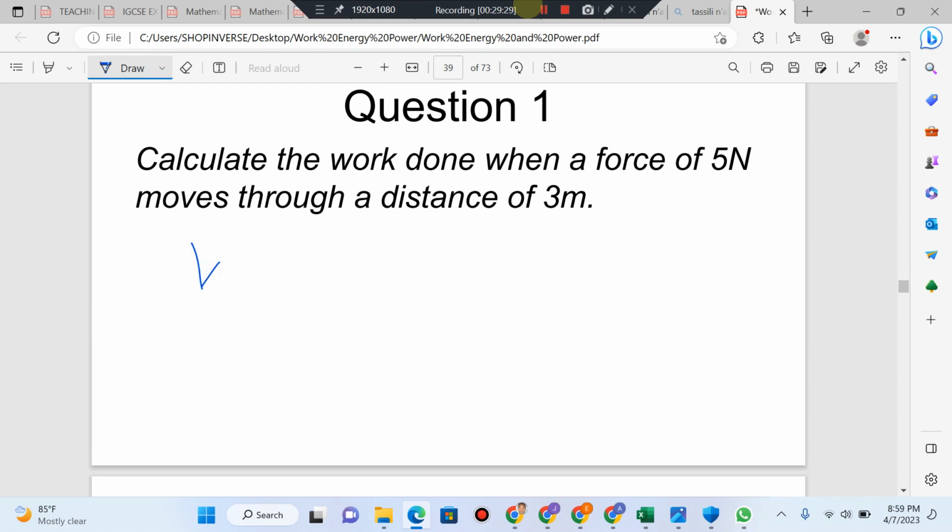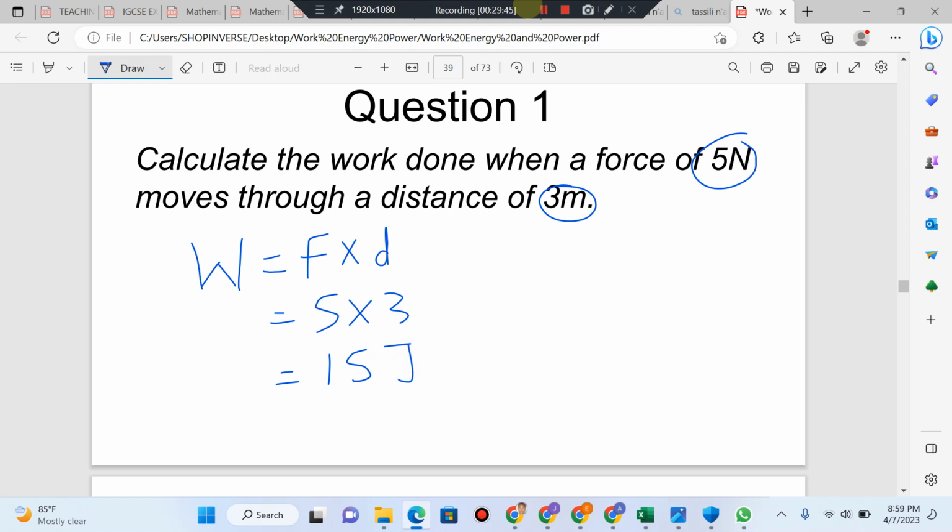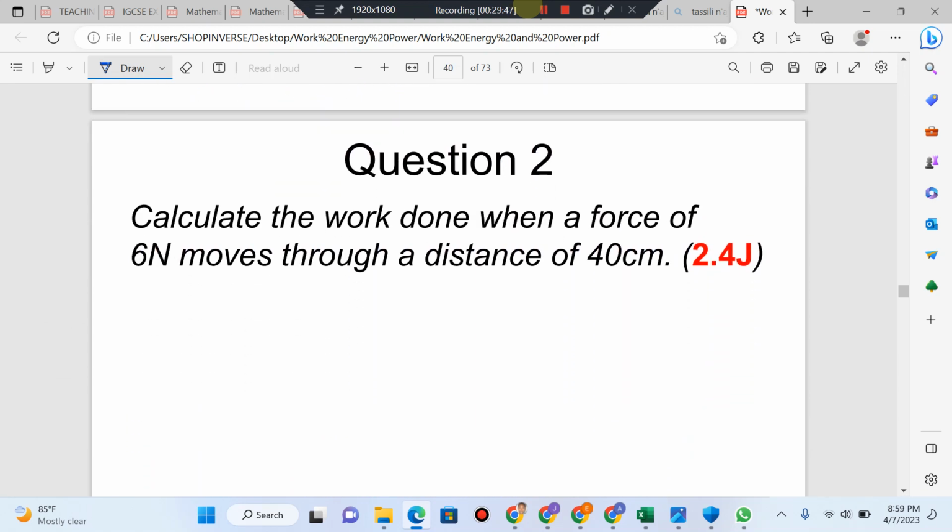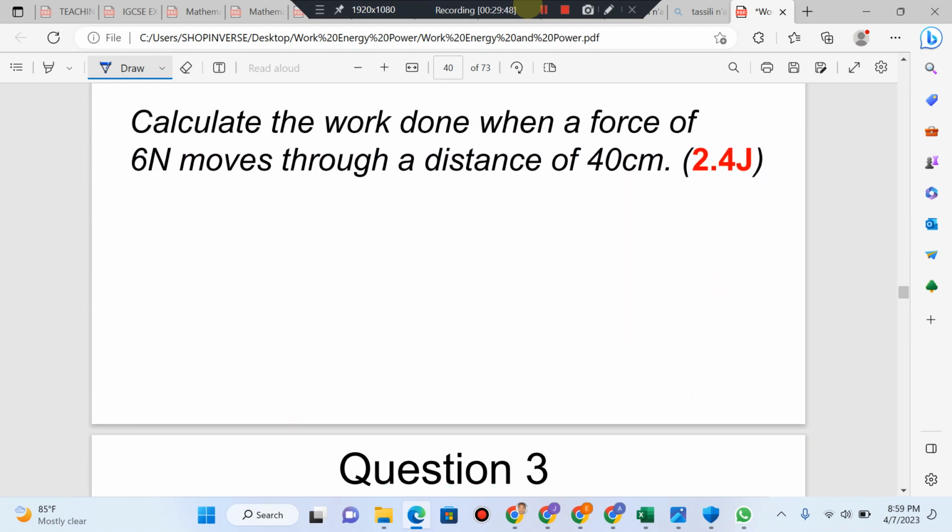Now I solve. Calculate the work done when a force of 5 Newtons moves through a distance of 3 meters. What's the formula for work done? Force multiplied by distance. What is the force? 5 Newtons. 5 multiplied by, what's the distance? 3 meters. 5 multiplied by 3, you get 15 joules. Easy.